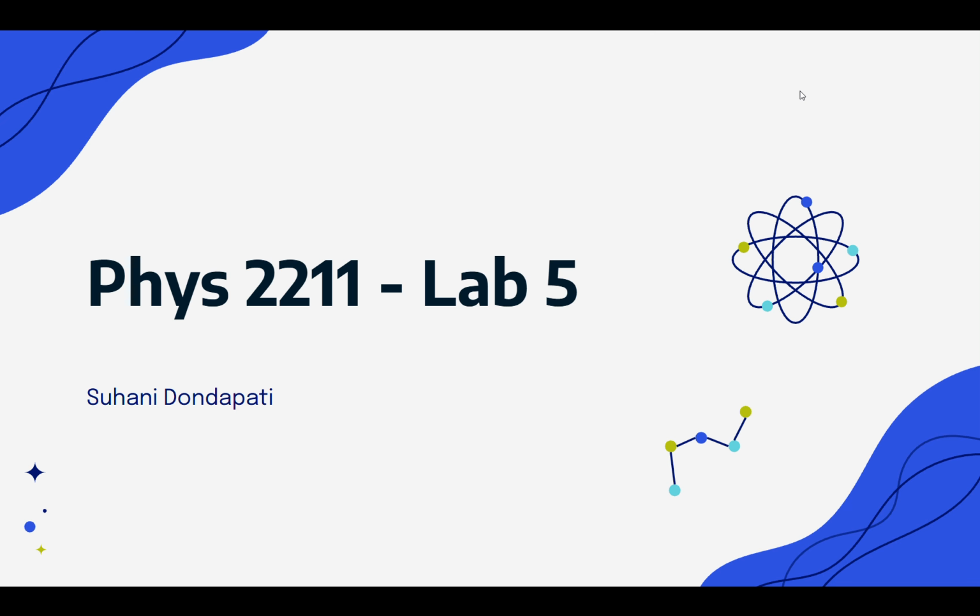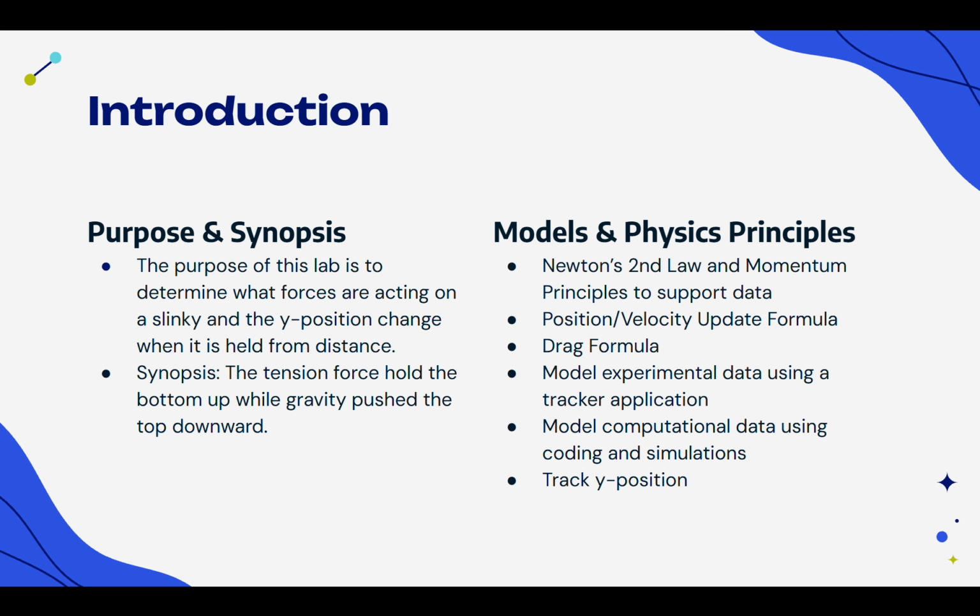This is my Physics 2211 Lab 5. The purpose of this lab is to determine what forces are acting on a slinky and the y position change when it is held from a distance. A synopsis of the conclusion is that the tension force holds the bottom up while the gravity forces the top down.